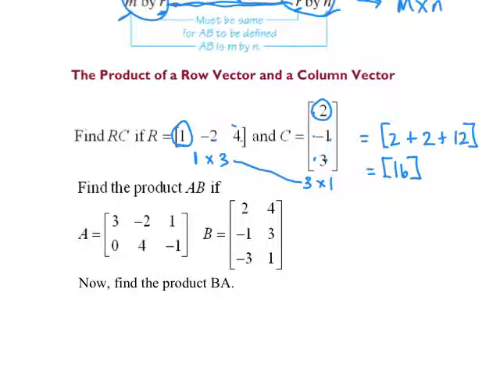Another example will be helpful. So now we're going to look at A times B. And let's just check the sizes. A is 2 rows times 3 columns.